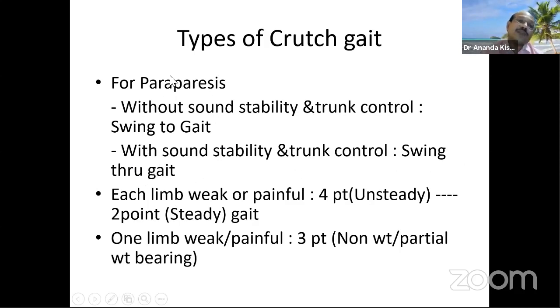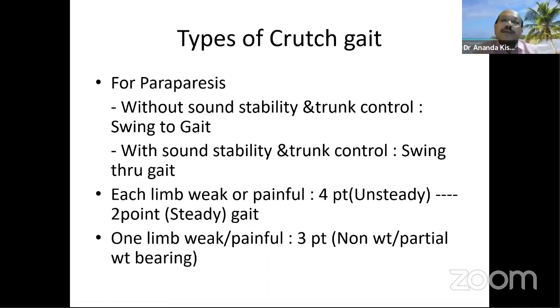Basically, these are related to general medicine patients, so not for orthopedic patients. It is not very important for orthopedic students also. If each limb is weak or painful, both limbs, then either a 4-point scratch gait, which is very unsteady like a dog's, or if the pain is reduced, then a 2-point scratch gait.